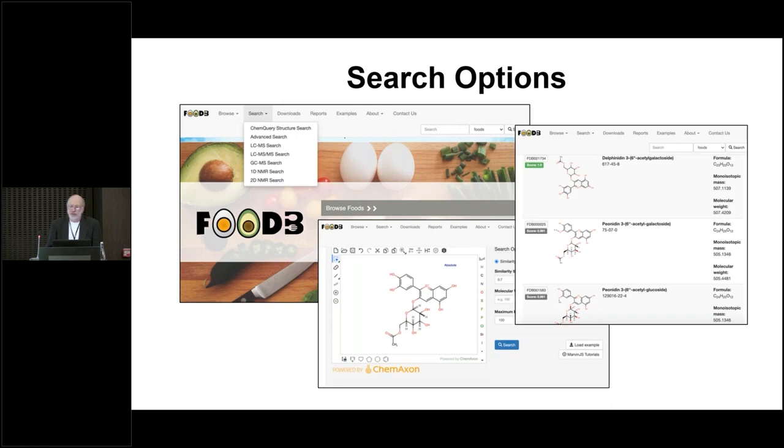It's a variety of search options. People can draw structures or partial structures and look for similar molecules. They can search by text. They can search by spectra. A whole variety of other ways of accessing and viewing the data.